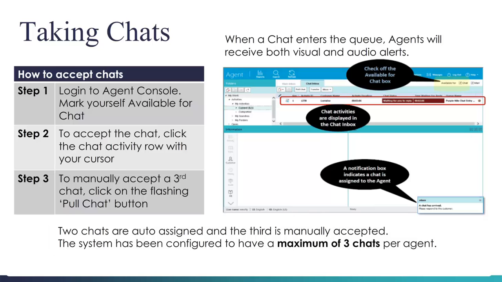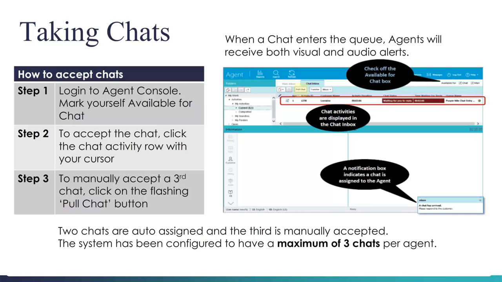When logging into the console, the agent should mark themselves available for chat by checking the Available for Chat box. Once this is done, chat activities are displayed in the chat inbox. And a notification box at the bottom right of the screen indicates that a chat is assigned to the agent. The second step the agent should take to accept the chat is to click on the Chat Activity row.